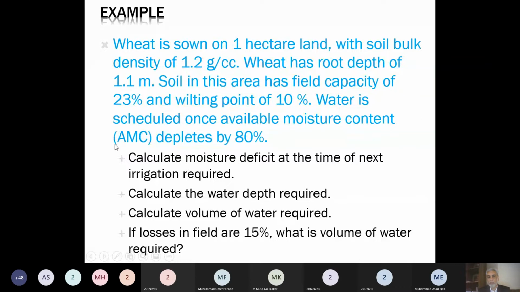You can calculate that by first calculating the available moisture content, which is the difference between the field capacity and the wilting point. So 23 minus 10, 13% will be the available moisture content. And we want to irrigate when 80% of this is depleted. So 80% of this 13% will be 10 point something, whatever it comes to be. That will be the moisture content we have to fulfill. So calculate the depth of water for this 80% of 13%, and then calculate the volume of water required. If the area is given, 1 hectare of land, you can calculate the volume. If losses are given, you can add them further.